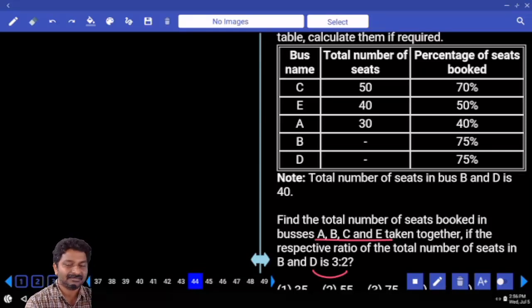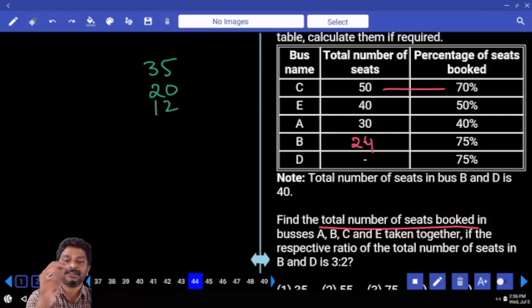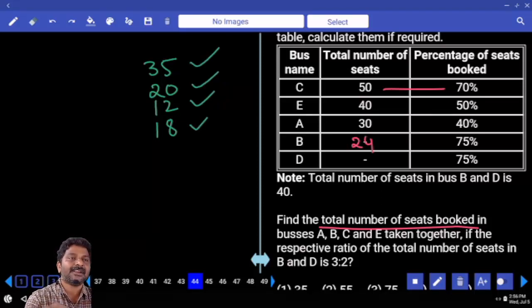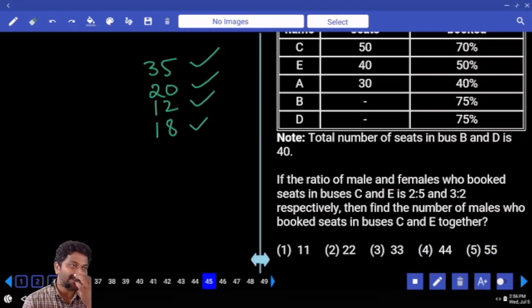Time waste. Okay, right. So now, B value, how much is that? 20, right? Total number of seats booked. 50% of 70 is 35, 50% of 40 is 20, 40% of 30 is 12, 75% of 24 is 18. Last two numbers sum: 30, 20, 50, 35, 85. It's just about sum only.